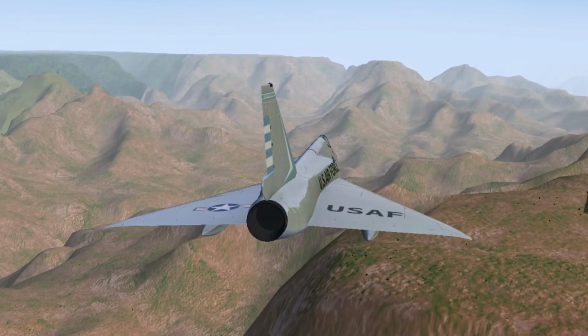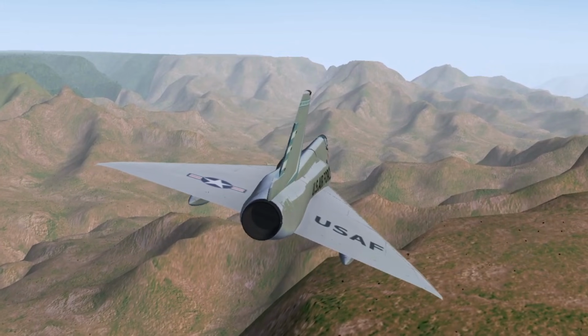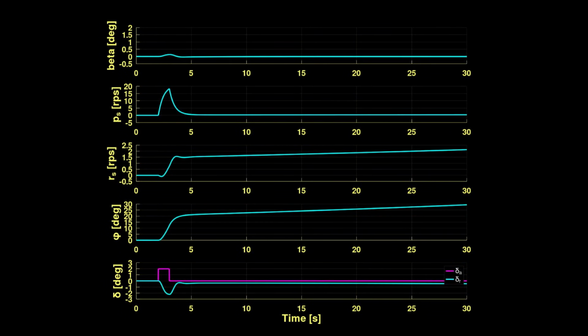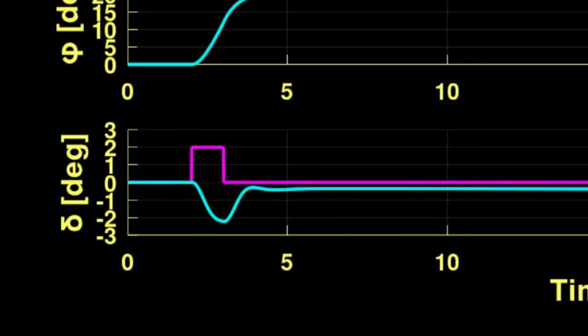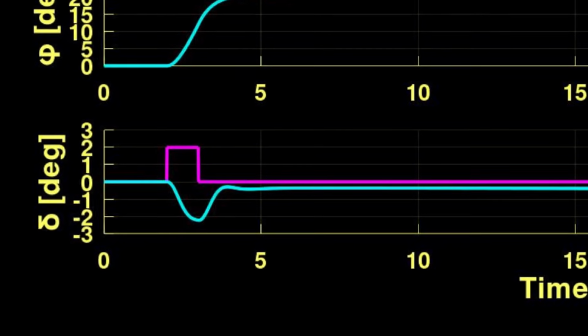Watch as this F-106 pulses its ailerons, and the rudder automatically responds to achieve a coordinated turn. The underlying linear simulation about trim reveals further details. Observe the aileron pulse in magenta for roll, followed by the rudder in cyan for coordination.